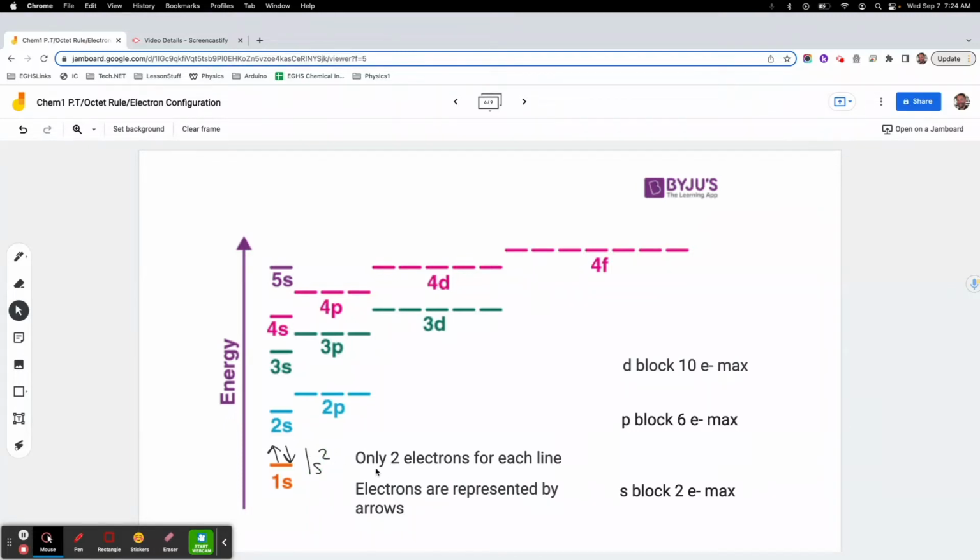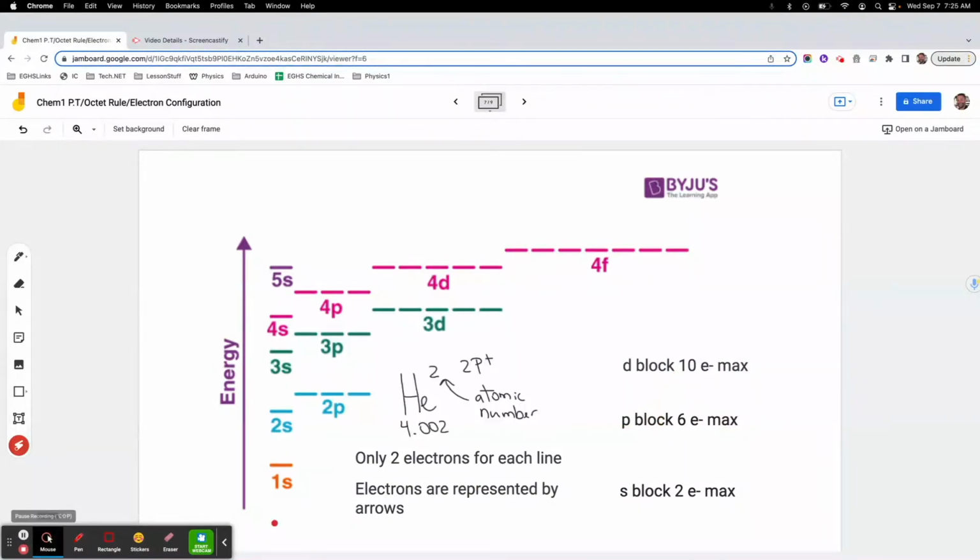So again, you need to know that only 2 electrons can fit on each one of these lines: 2 electrons, 2 electrons, 2 electrons, 2 electrons, 2 electrons. This will really help. And you go from the bottom up, so we're going from low energy to higher energy. And the max for each one is 2 for the S block, 6 for the P block, and 10 for the D block.